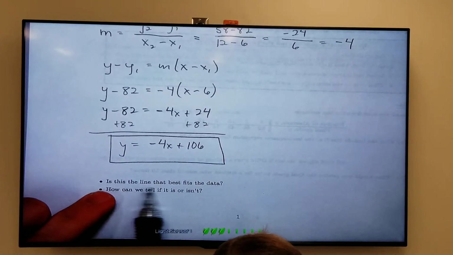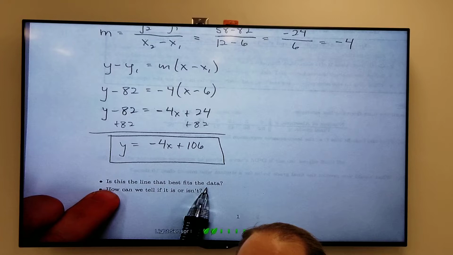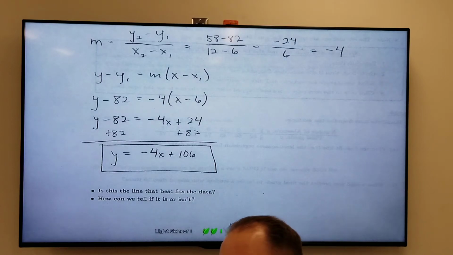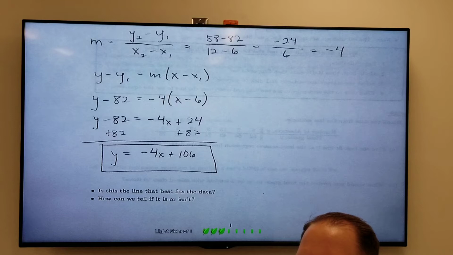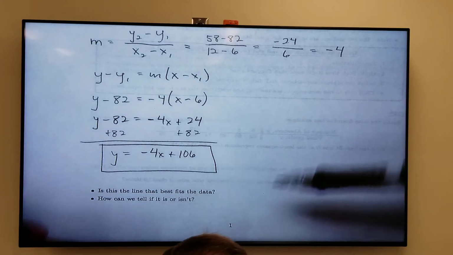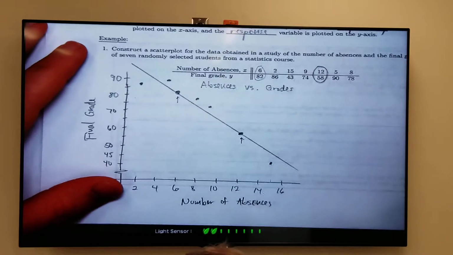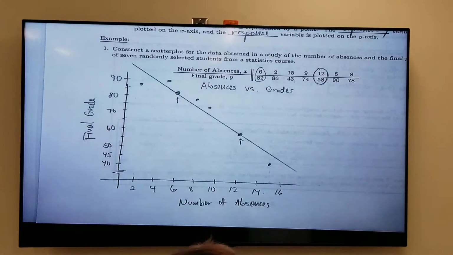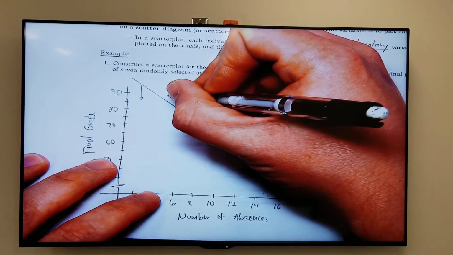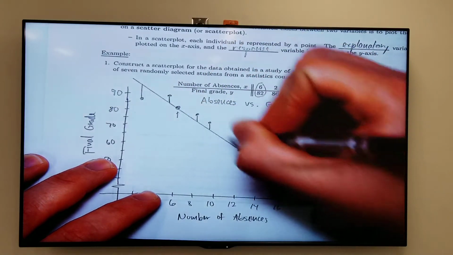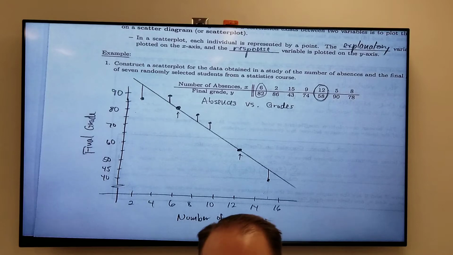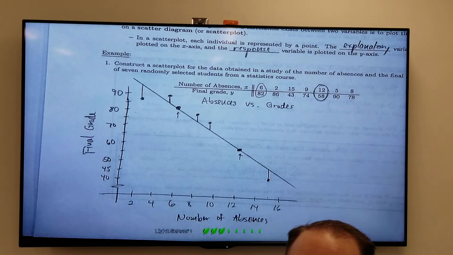The question is, is this the line that best fits the data? You know, maybe if we had chosen 2 different points, we would have gotten a better fit. How do you even determine that, right? How can we tell if it is or isn't? Well, to make a long story short, the line that's going to best fit the data is going to be the line that minimizes. So I'm going back to this, my scatter plot from 4.1. The line that best fits the data is going to be the line that minimizes the distance between the point and the line. So if you look at all of these distances from the point to the line, and you look for the line that minimizes the total distance of all those points, that's going to be the line that best fits the data.